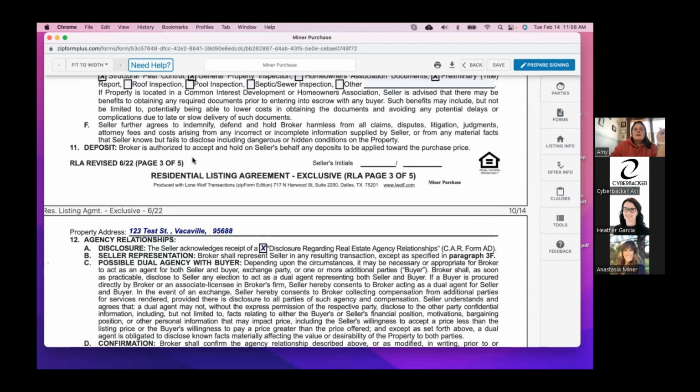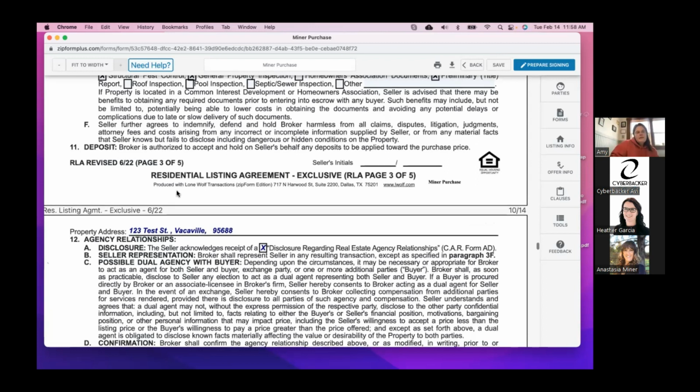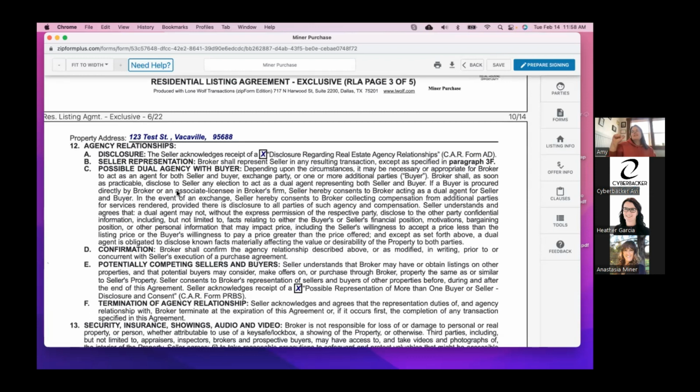Deposit. Broker is authorized to accept and hold on seller's behalf any deposits to be applied towards the purchase price. Keep in mind that we don't handle the buyer's money, those deposits. It all goes straight into escrow from the buyer. Please don't take the buyer's money. In other states, the listing brokerage actually holds those deposits. Okay, we don't do that here, but there are other states that do that.